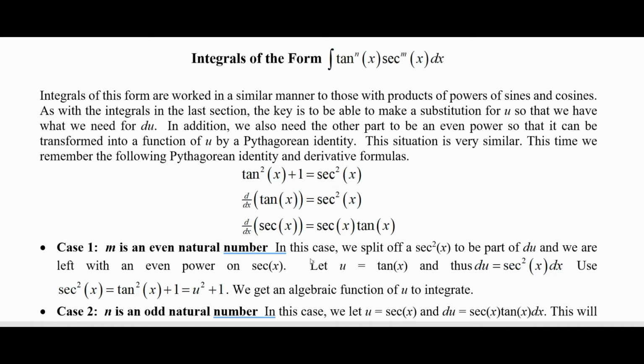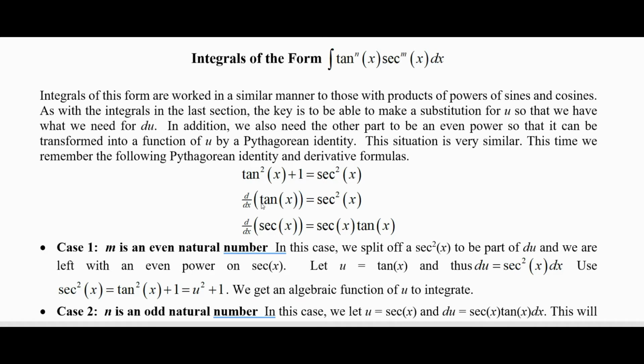The key, again, is to make a substitution for u so that we have what we need for du. In addition, we also need the other part to be an even power so that it can be transformed into a function of u by a Pythagorean identity. That's what we did last time. That's what we're going to do this time. This time, the Pythagorean identity is tangent square of x plus 1 equals secant square of x.